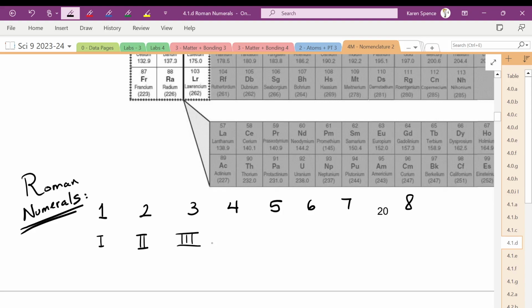Okay, now, I'm not going to do 4 yet, because we're going to skip ahead to do 5, because 4 kind of depends on 5. Does anyone know what 5 is? 5 is a V. Now, if we look at number 4, 4 is one number before 5. IV, exactly. So you put a 1, an I, before the 5, the V.